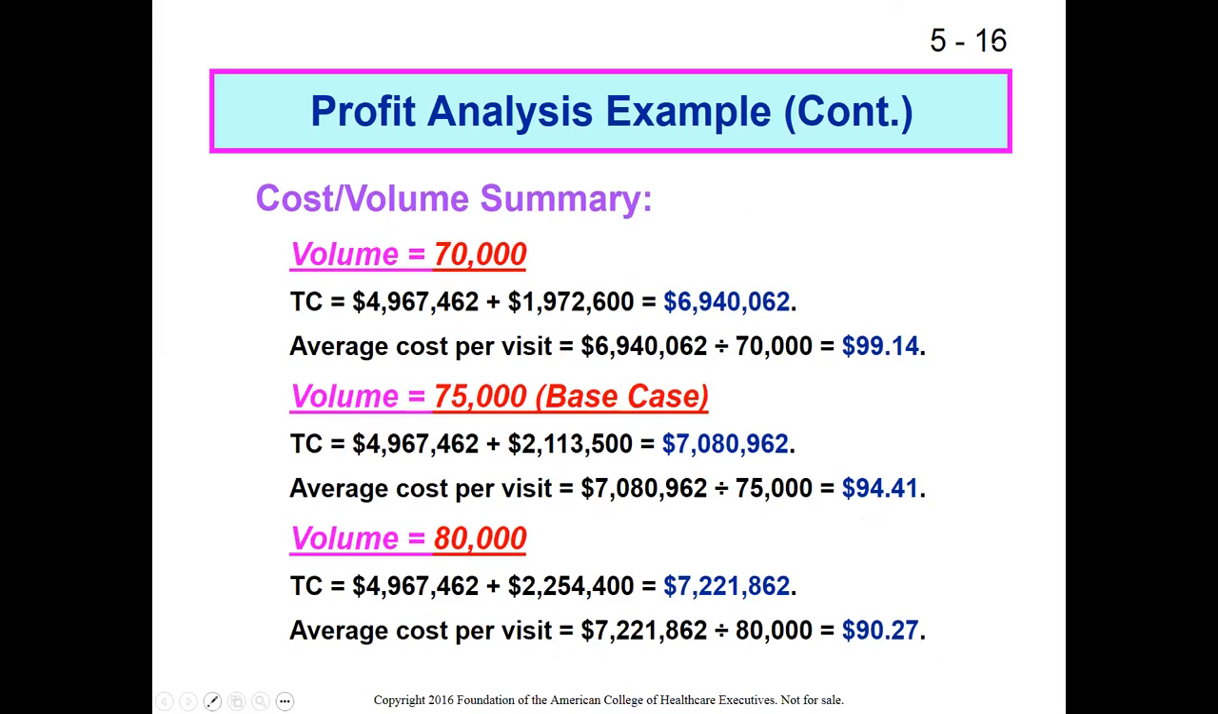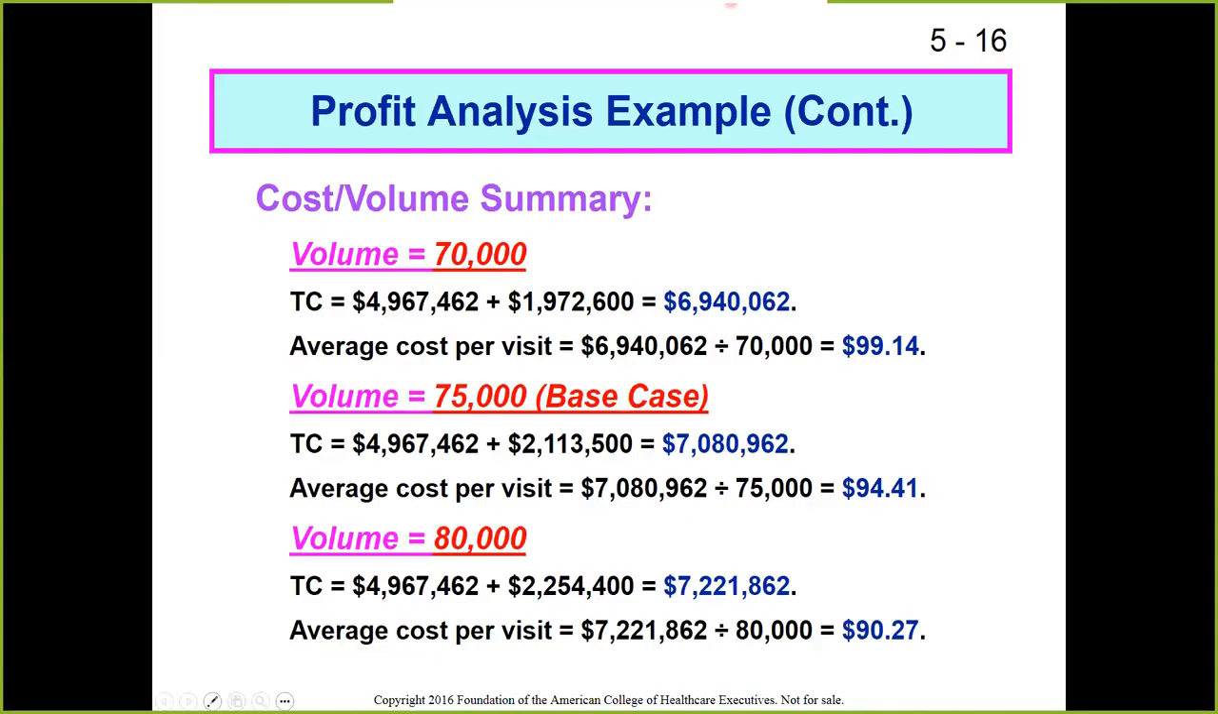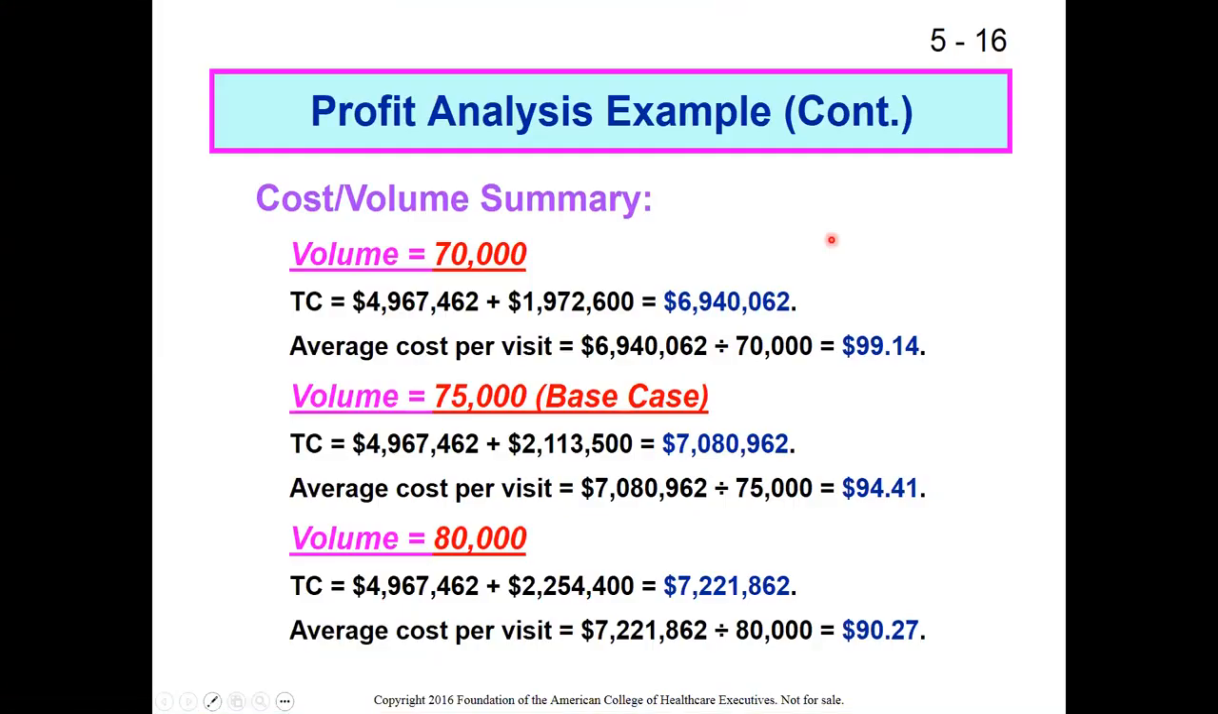So we can look at different possibilities ranging around what we think is most likely. We could try to say, all right, we think that we'll have 75,000, and that becomes our base case. Once we've built this formula, we can do what-if scenarios to say, well, what if we actually get 70,000 visits? How much would it cost to provide the care?